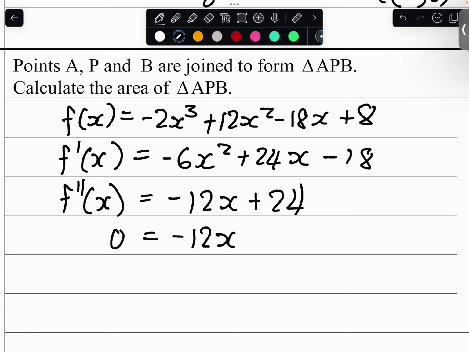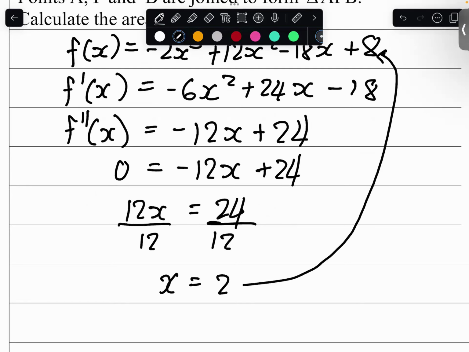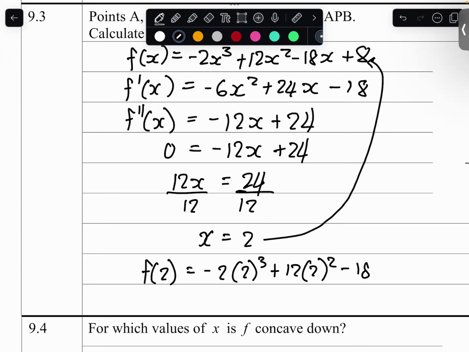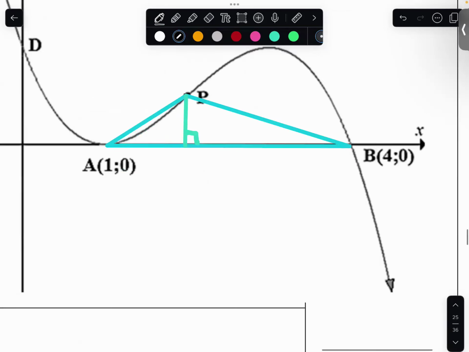That gives me minus 12x plus 24 equals 0. Take that over. Divide both sides by 12. Then x is equal to 2. And then to get the corresponding y, you sub back into the original, always the original. f of 2 is equal to minus 2 into 2 cubed plus 12 into 2 squared minus 18 into 2 plus 8. That gives me a corresponding y value of 4. So P's coordinates right now are 2 and 4.